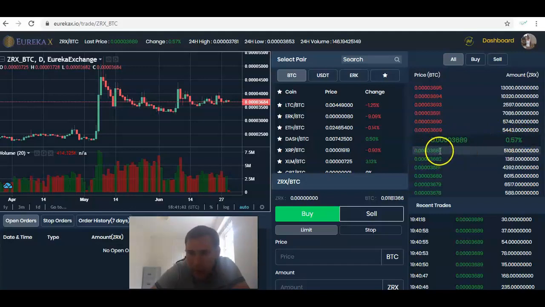So 3683 is the highest buy order, so that's what you can sell to. And 3689 is the lowest sell order. So in this, we require a 0.4 to cover fees. Everything above 0.4 is profit. So if we say that we're looking for a minimum of 0.5 difference between the exchanges, here we've got 683.